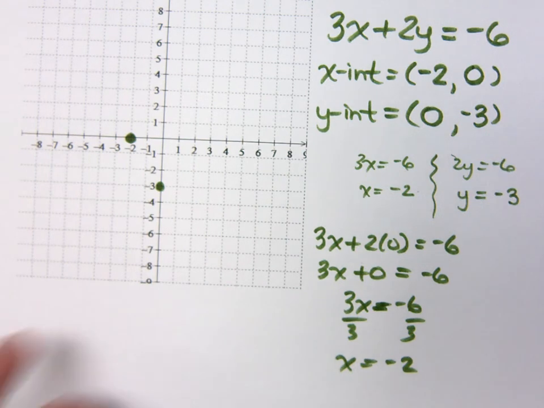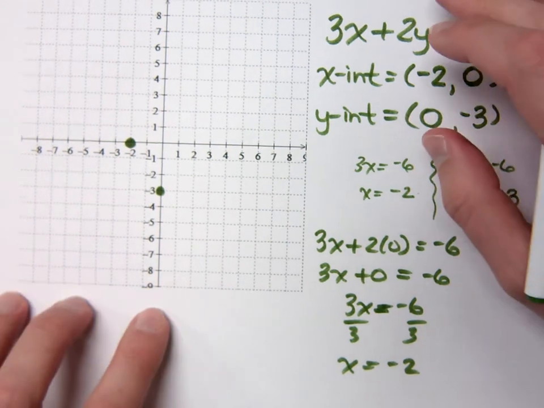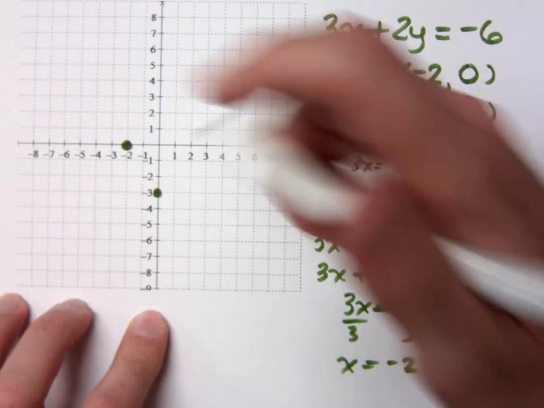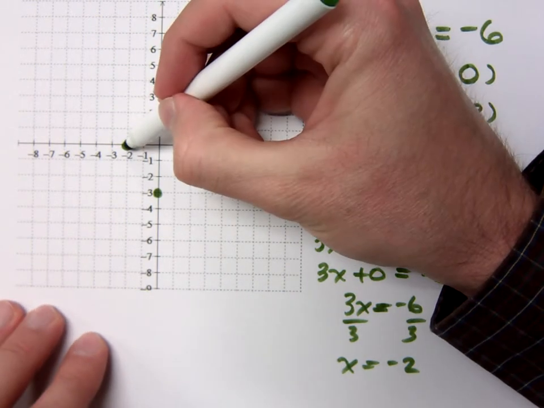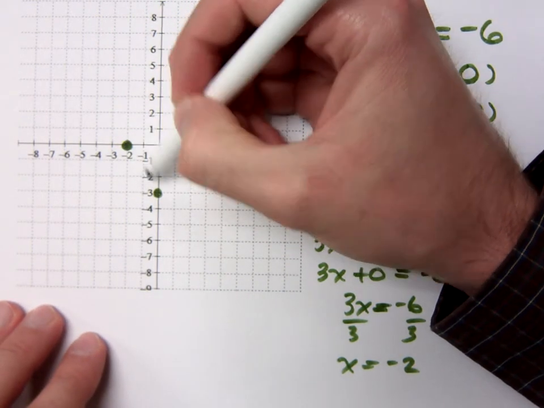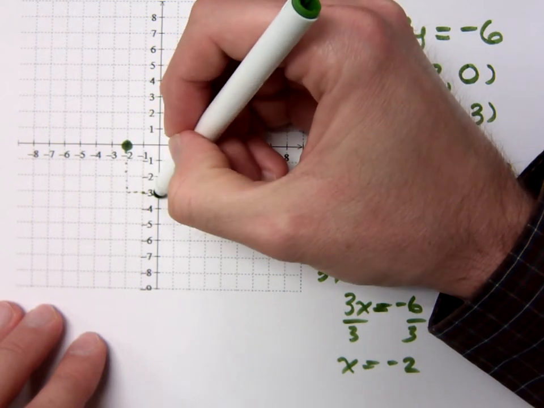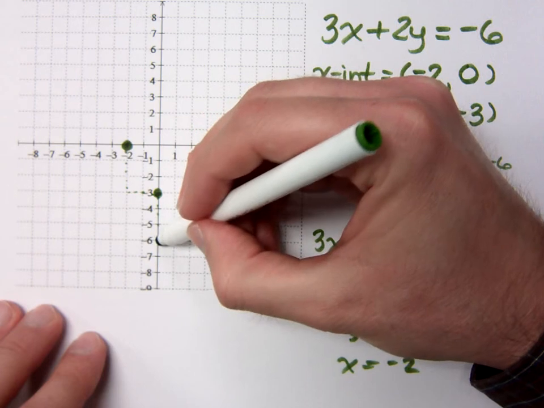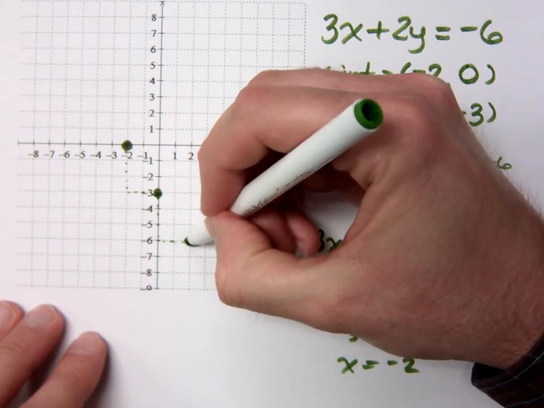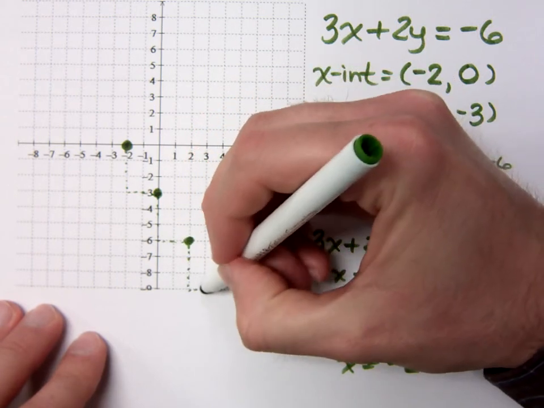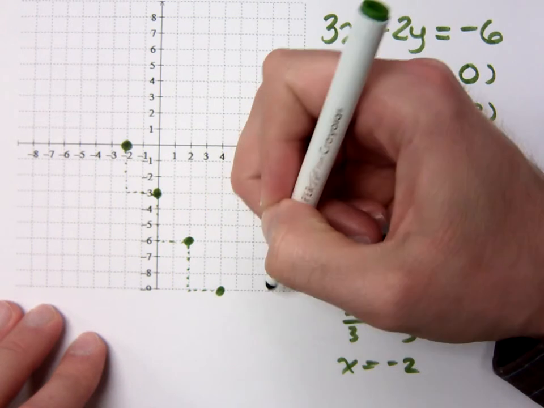Use these points to get more points. Extrapolate. So what's the pattern from here to here? What's that slope? Down 3 to the right 2. Keep going. Down 3 to the right 2. There's another point. Down 3 to the right 2, and there's another point.